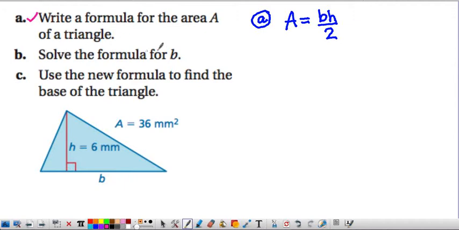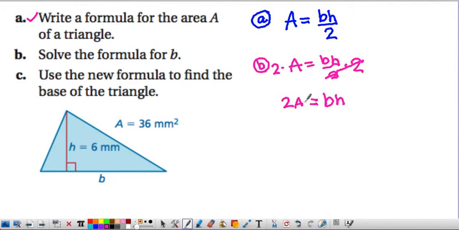It says solve the formula for b. So let's come over here. If I'm going to solve this formula, area equals base times height divided by 2, for b, I need to get rid of this divided by 2 and this times h. The inverse of divided by 2 is times 2. So I'm going to do that on both sides. This simplifies to 1 and leaves me with base times height on this side and 2 times area on this side.